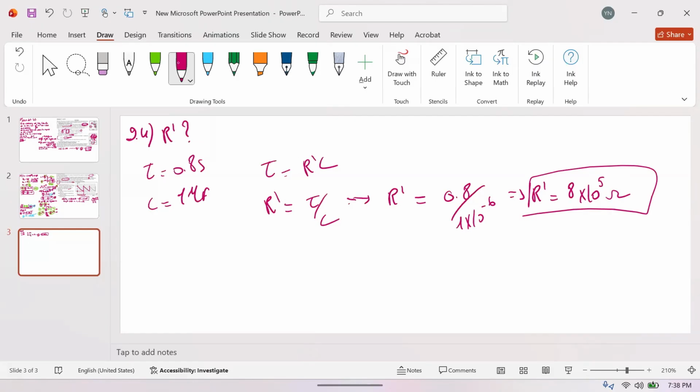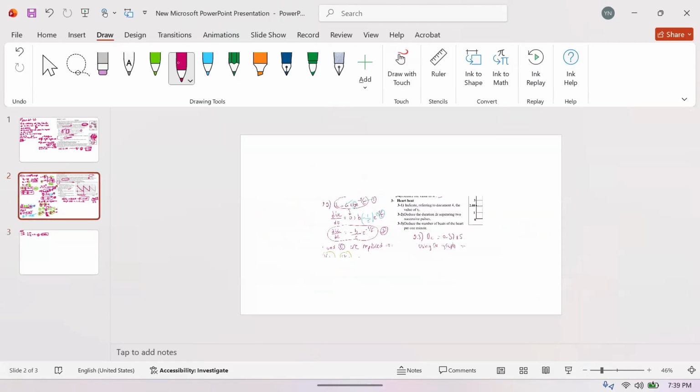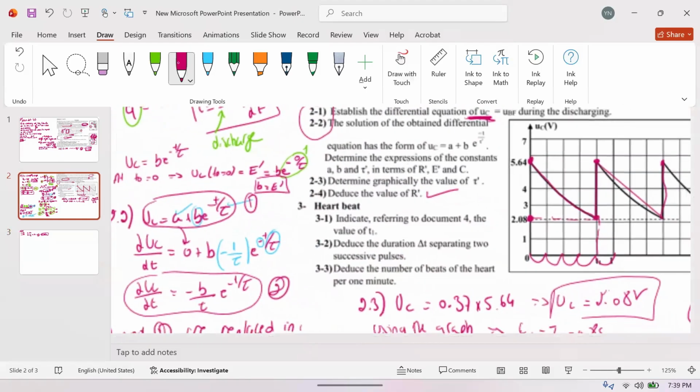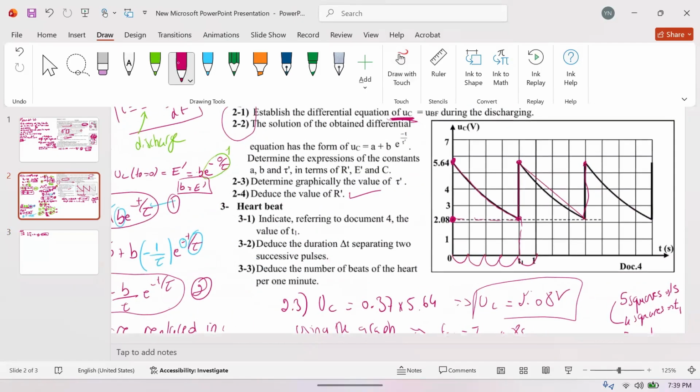Don't try to look like you're doing the calculations in your head. Write everything you can write. Don't blab. Just write what needs to be written. Now, in part 3, referring to document 4, which is the figure, indicate the value of T1. Okay, we can see that 0.8. We mentioned that before.